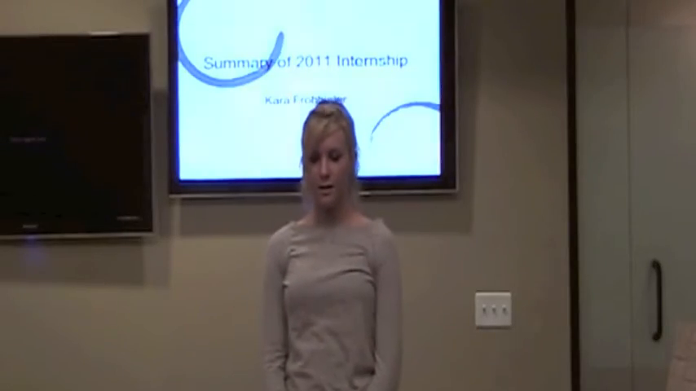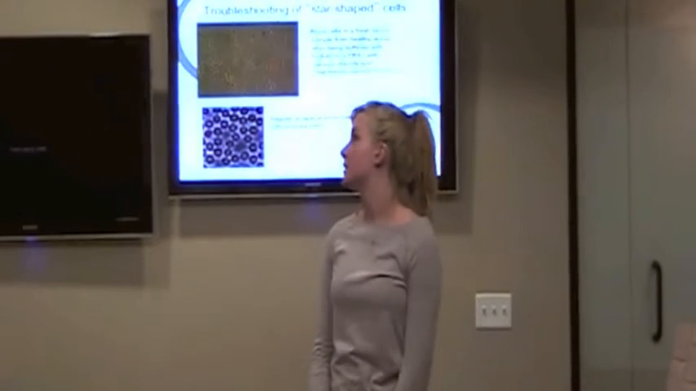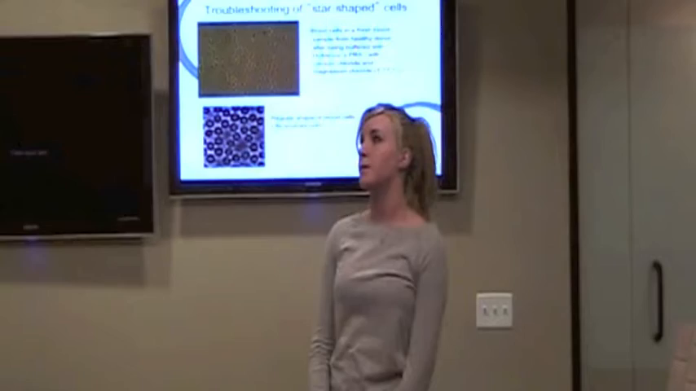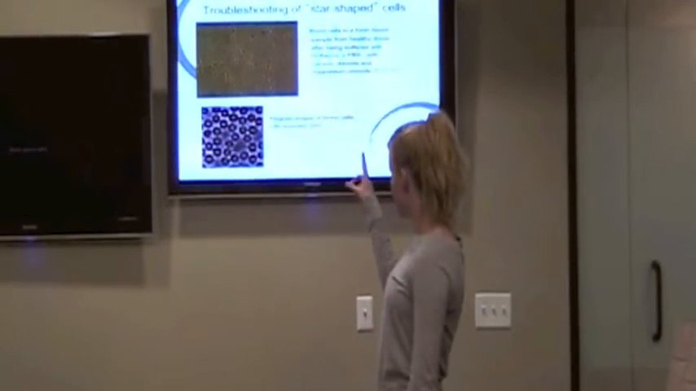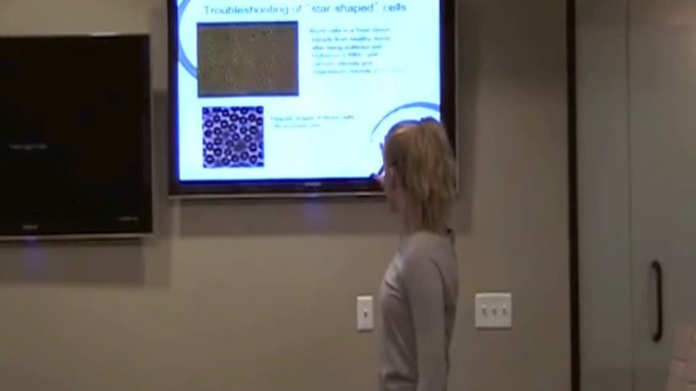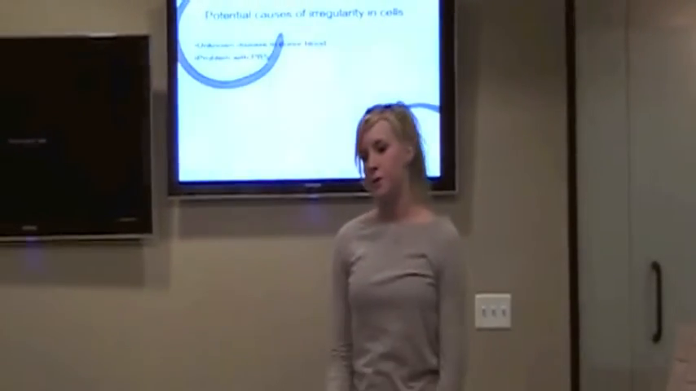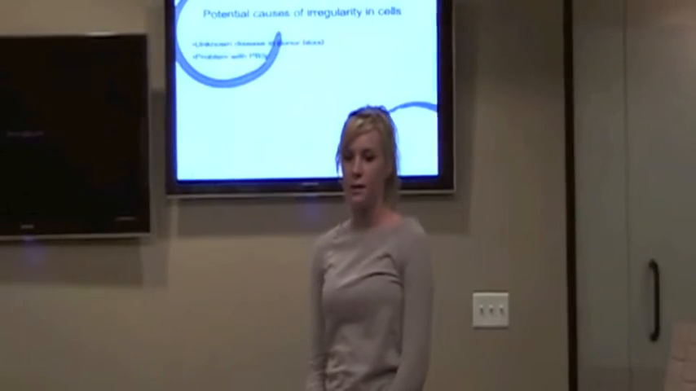I've done a series of small projects. The first problem that was encountered when I started the project was when we added the phosphate buffer solution to blood cells, we ended up with the weird star shape. You can see how that looks compared to normal cells.